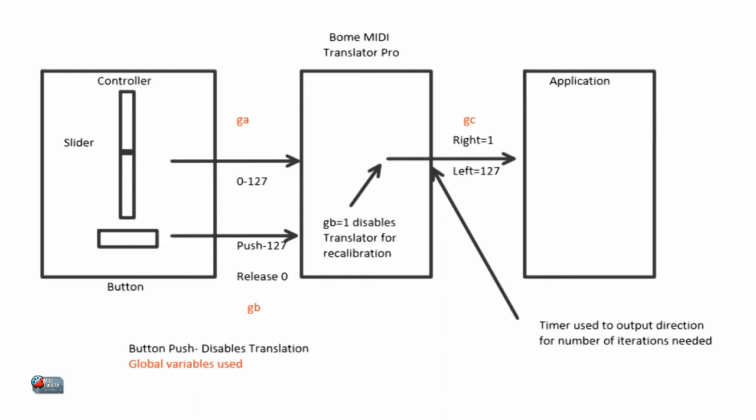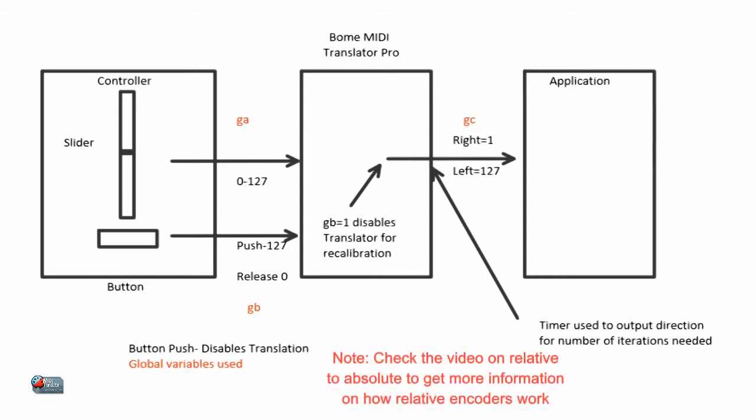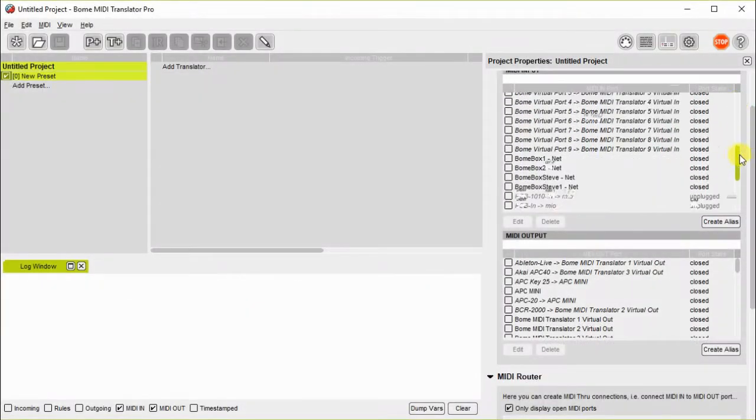The global variables GA, GB, and GC will be used in the project. GA will track the incoming value. GB will be used to enable or disable the translation. I need to disable the translation temporarily while I'm recalibrating the slider. GC will be the output value of the timer, either a 1 for a positive movement or a 127 for a negative movement. A timer will be used to control how many times to output the given value.